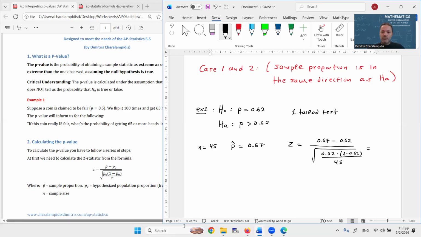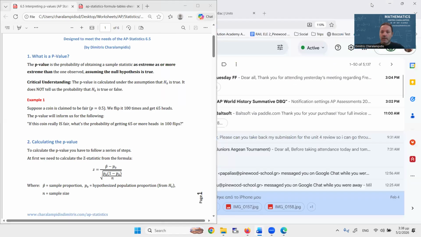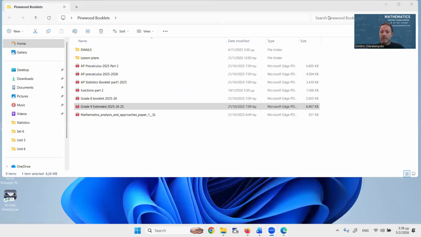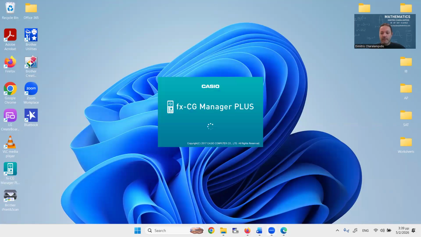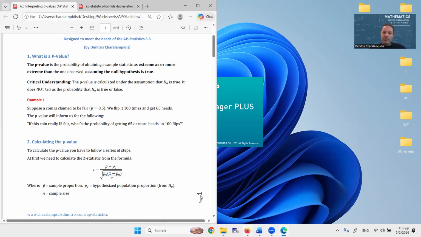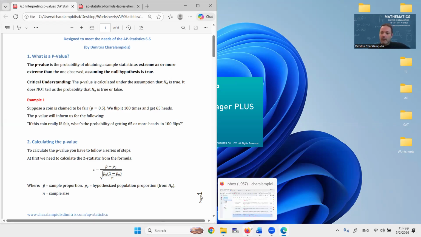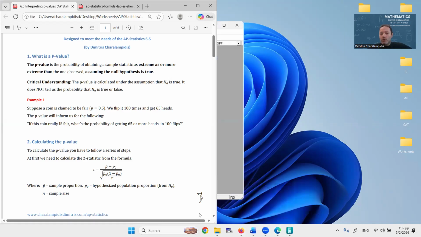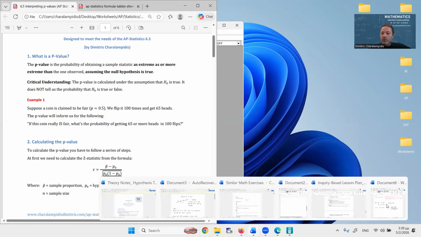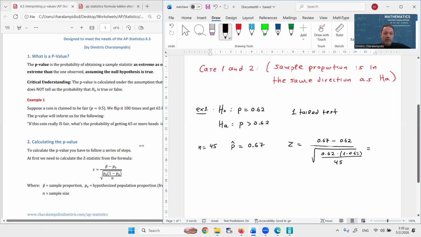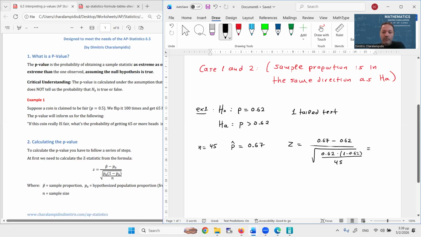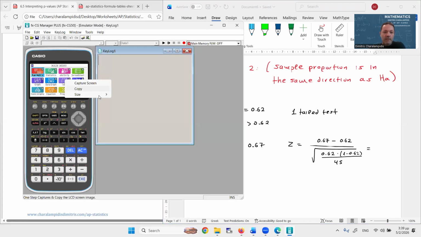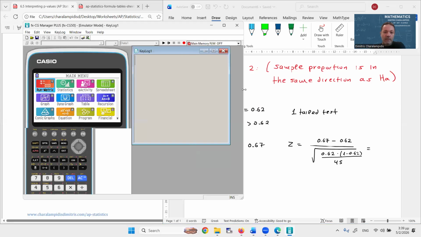I'm using the Casio FX-CG50, since this is the one we are using here in my classes, so my students are more familiar with it, but you could also do that with a TI or any company calculator you might be using. So for me, this is the Casio emulator.